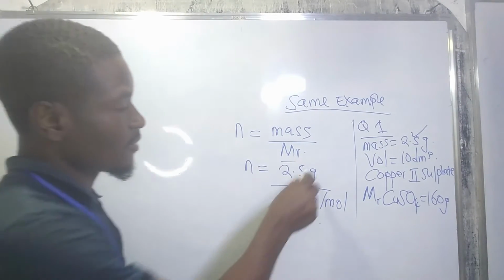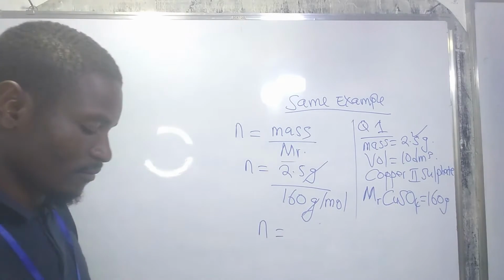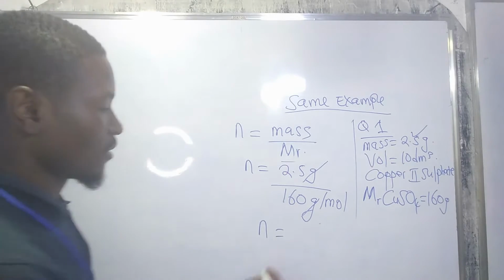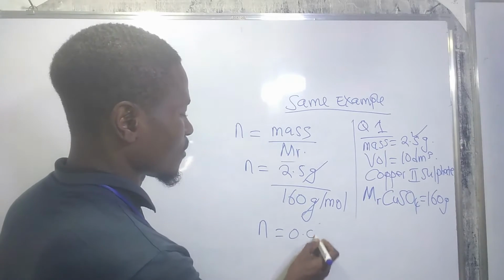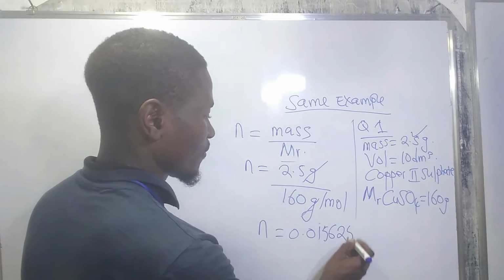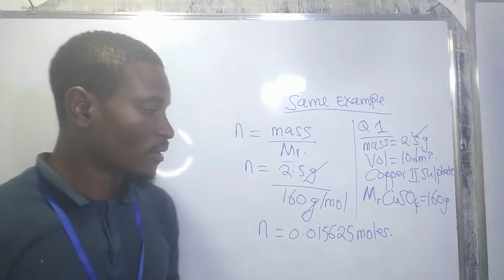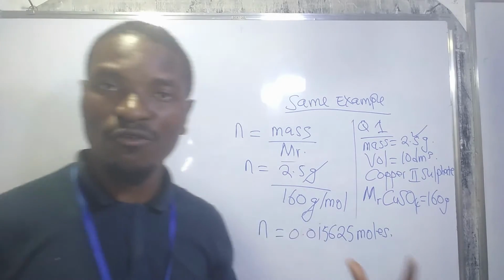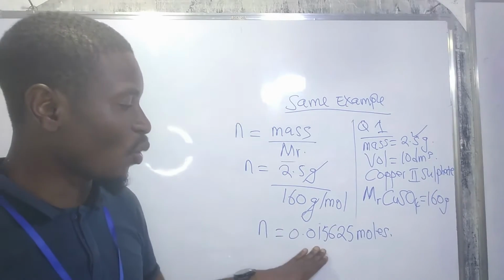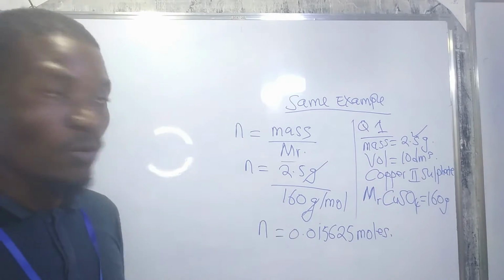So what you do now is this, and this goes. Now n equals 2.5 divided by 160. So you get 0.015625 moles. Those are the number of moles that make up the copper sulfate.